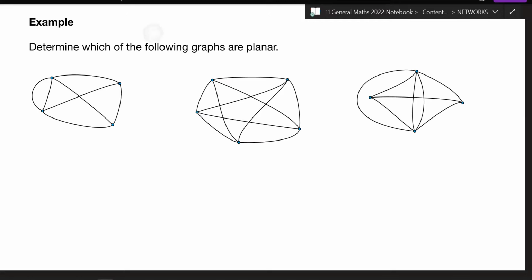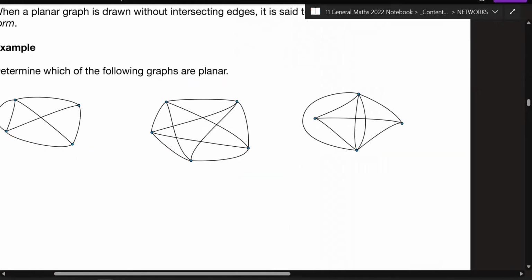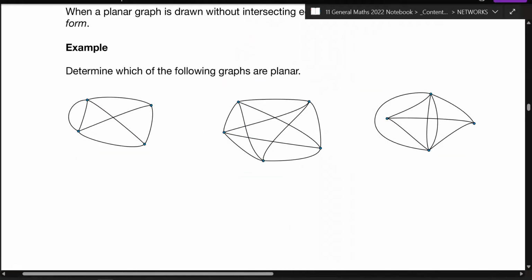Can anyone tell me any of these graphs? Will they be planar if I redrew them? Or can you tell me which ones could be planar, based on what I mentioned here? Anyone know? First one. The first one? Okay, why the first one, Ryan?